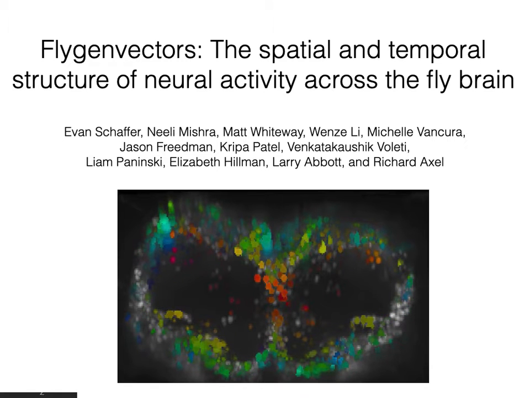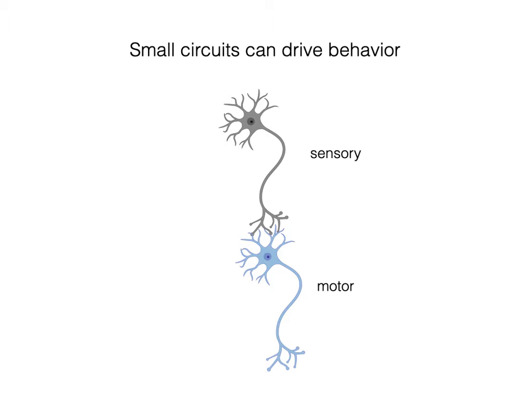The work that I'm going to tell you about is a large collaboration in which we're looking throughout the fly brain to ask what the spatial and temporal scales of brain-wide neural activity are as a fly executes simple behaviors. So thinking very mechanistically, one can ask what the minimal circuit is for a given task. We know that small circuits can drive behavior, so in the simplest case, a few synapses can get you from sensory input to motor output.